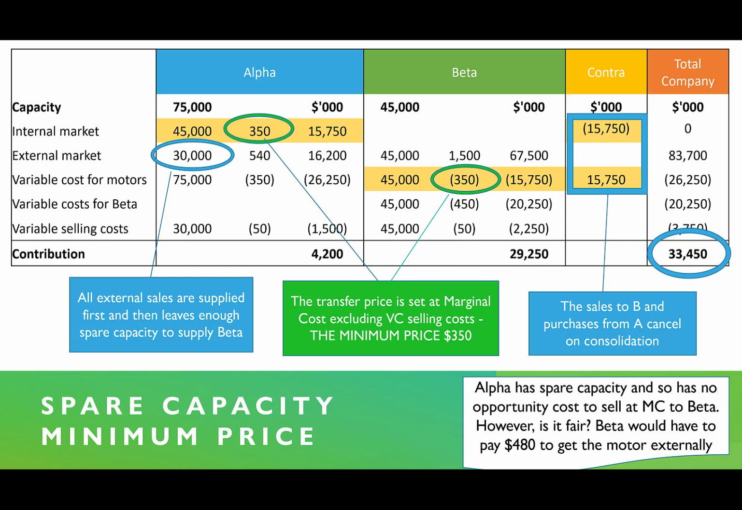There's spare capacity. Alpha is managing to supply all the external market and the internal market. So in reality, Alpha will be disincentivised and Beta will be totally incentivised. So really there does need to be a negotiation. Alpha is only making 4 million as opposed to Beta making 29 million. Should we be creating a fairer performance management with those transfer prices?